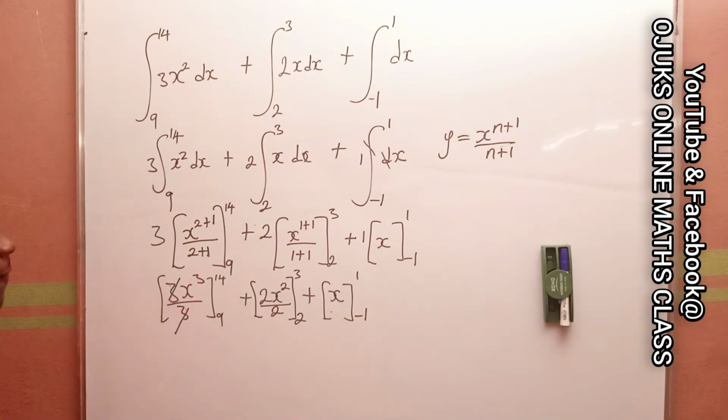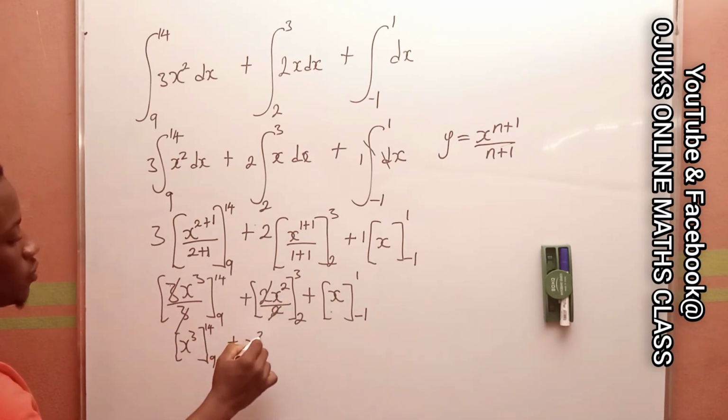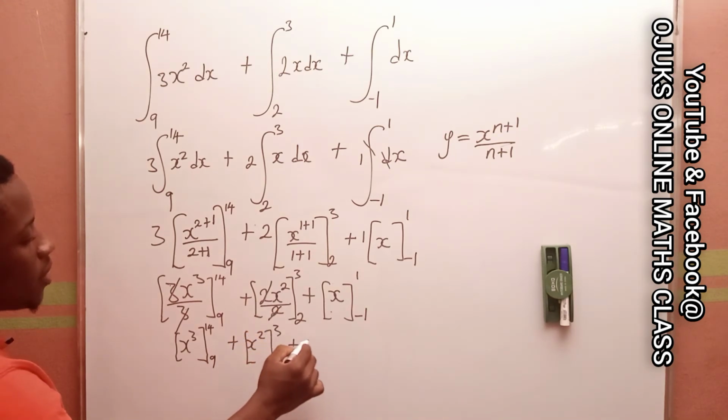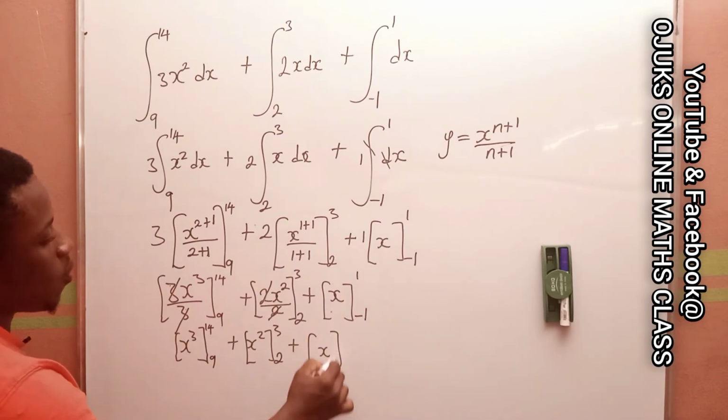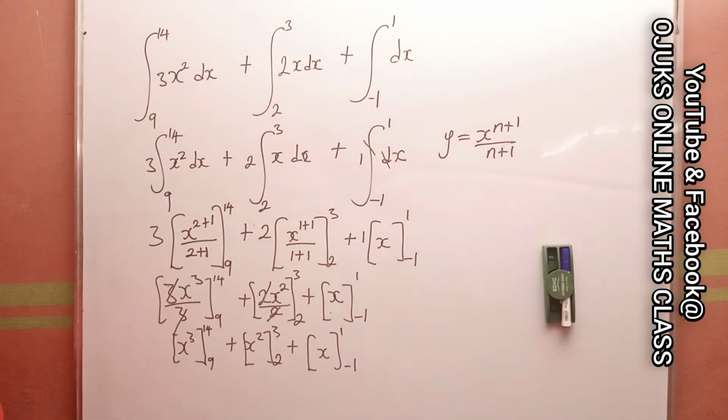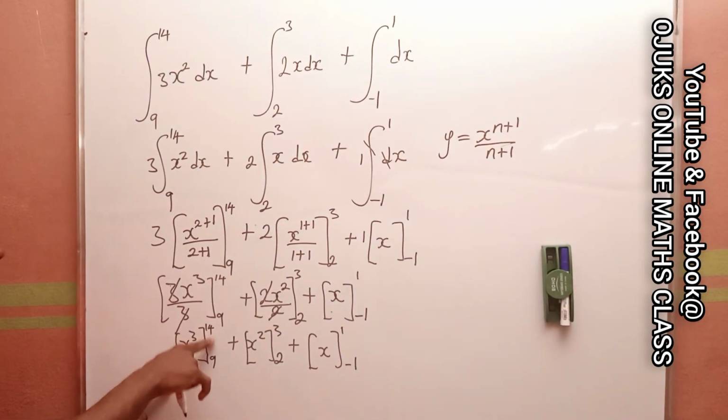3 can cancel out 3. 2 can cancel out 2. So in return, we are having x raised to power 3, with upper limit 14 and lower limit 9, plus x raised to power 2, with upper limit 3 and lower limit 2, plus x raised to power 1, that is x, with upper limit 1 and lower limit minus 1. So we will now begin to inject. If we inject this, we are going to be substituting the upper and lower limits for each of these variables, and then we'll do our subtraction as usual.